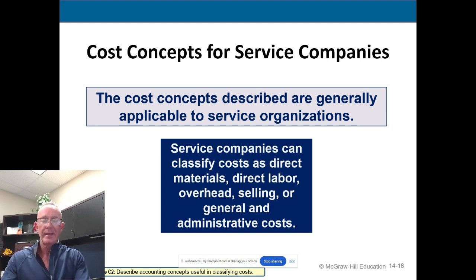We can do this. I know we've been heavily talking about either a retailer or manufacturer for the last several chapters, but service companies can do this too. Even in our world, accountants and lawyers are the same way. We have overhead items. We have overhead employees that don't work on the client's files, don't work on tax returns, don't work on consulting jobs, but are employees we need to get our job done.